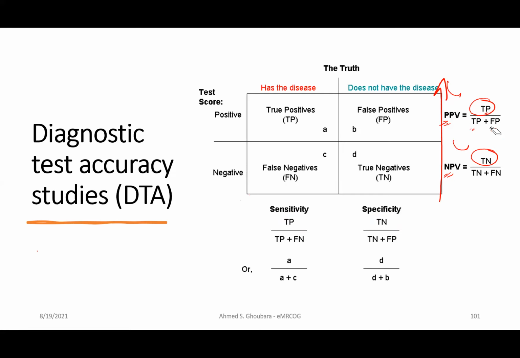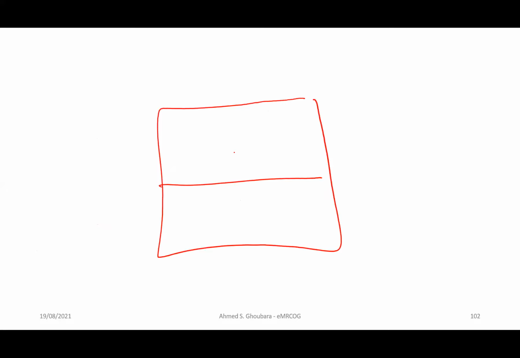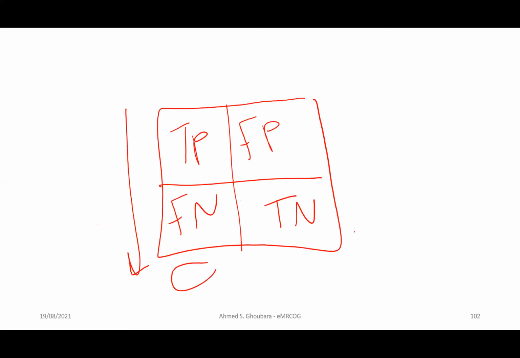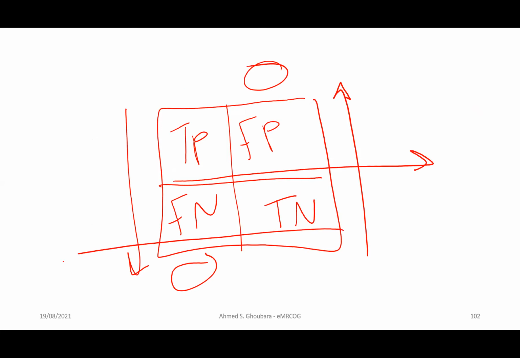There's actually some mnemonic with that. As I told you, all you need is to construct your table: true positive, true negative, positive in the top row, false positive, false negative, sensitivity in total, specificity in total. That's it. And this is positive predictive, negative predictive. That's it. Easy, isn't it?